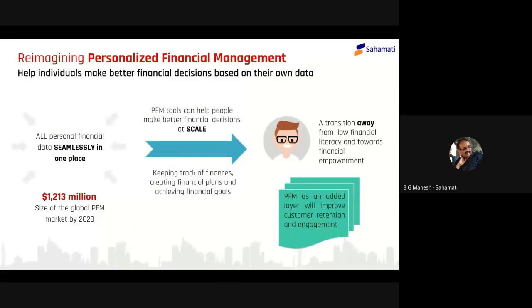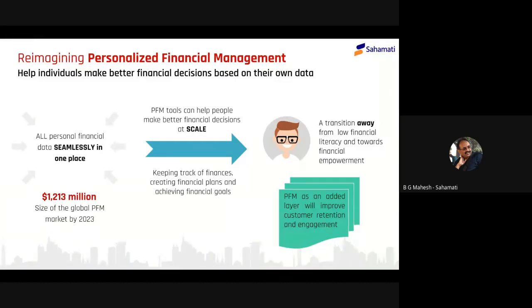Now, of course, you have the PFM apps, which are extremely important. In India, it is yet to take off. Very few people have a 360-degree view of their own finances. And with the PFM app, that app is able to see your bank statement, your loans, your assets, your insurance policies, your provident fund, everything.